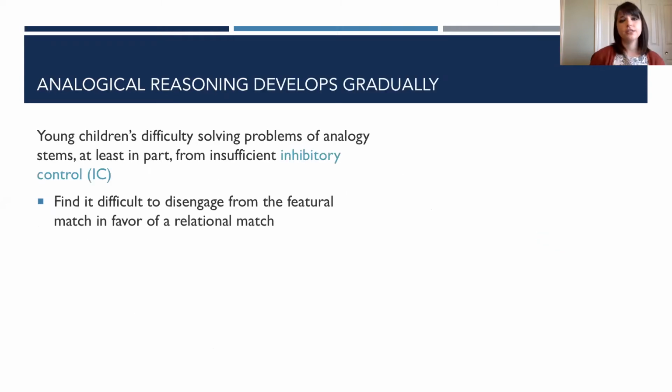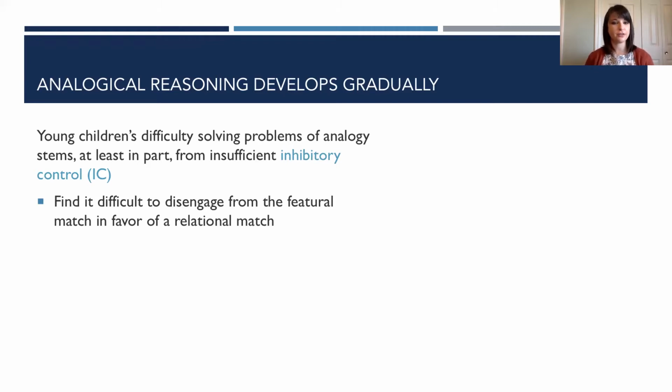So one root cause of children's struggles with tasks of analogy is said to stem, at least in part, from insufficient or underdeveloped inhibitory control. There's plenty of work that has found that children struggle to visually attend to the important parts of an analogy. That is, children have a tendency to focus on featural similarities that are shared across contexts.